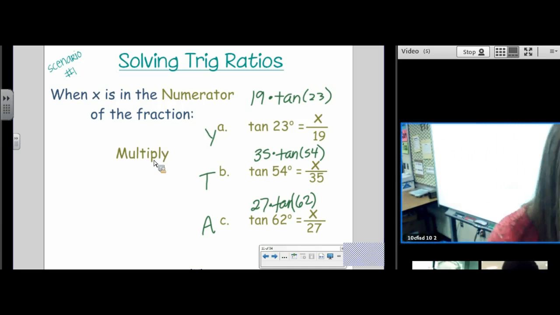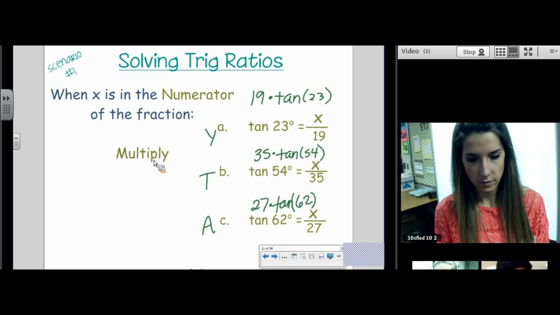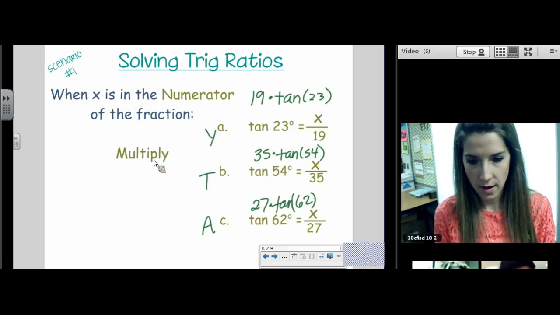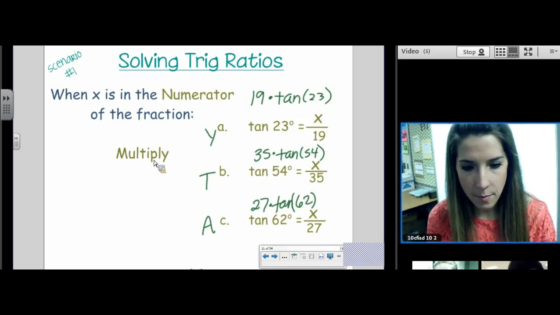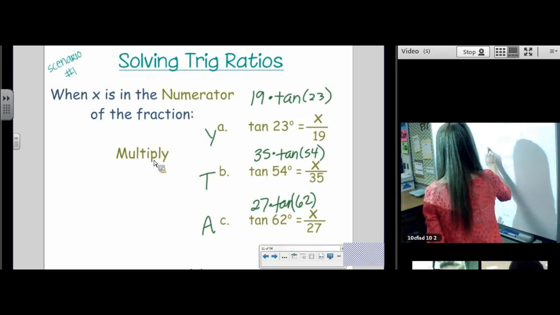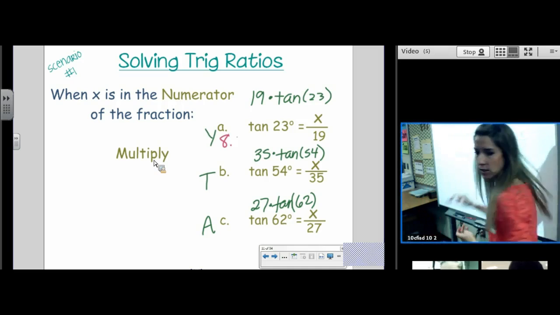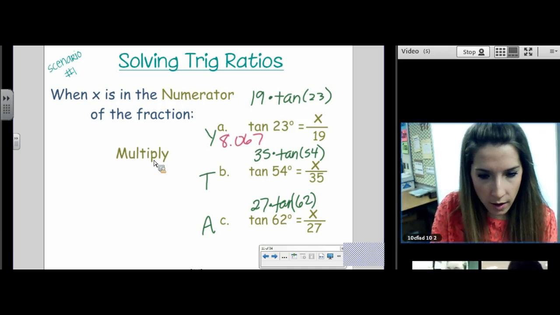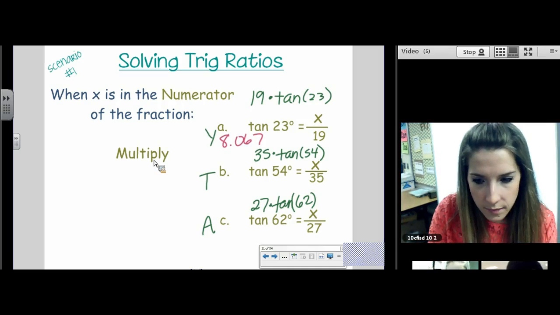Make sure you're in degree mode. Very good. Okay. Johan got 8.07, I guess. Are y'all getting the same thing as Johan? Tahir got, oh goodness.